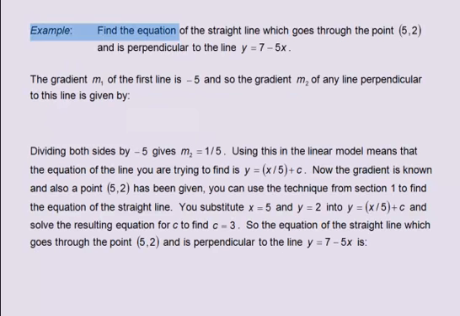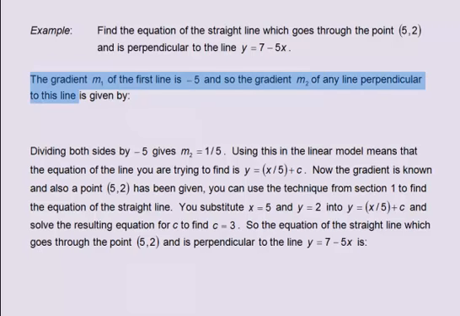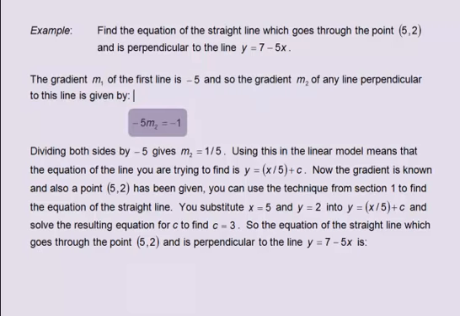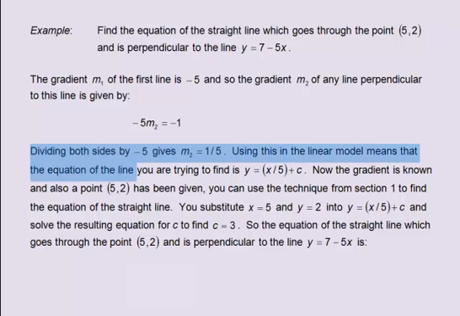Example: find the equation of the straight line which goes through the point (5, 2) and is perpendicular to the line y equals 7 minus 5x. The gradient m1 of the first line is minus 5, and so the gradient m2 of any line perpendicular to this line is given by minus 5 multiplied by m2 equals minus 1. Dividing both sides by minus 5 gives m2 equals a fifth. Using this in the linear model means that the equation of the line you are trying to find is y equals x divided by 5 plus c.